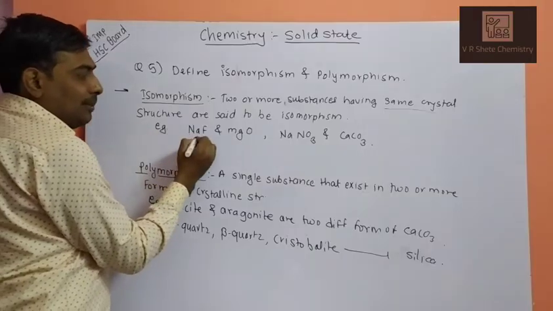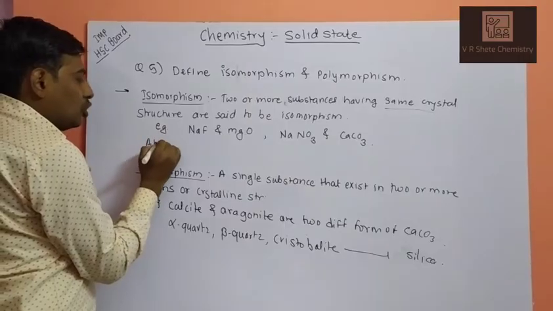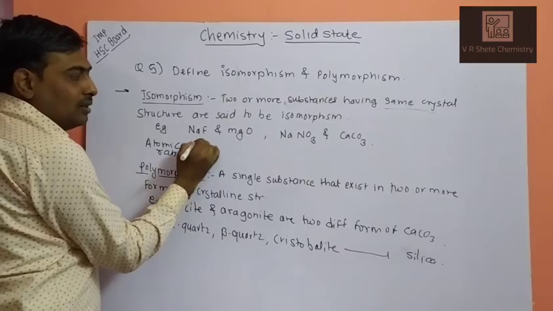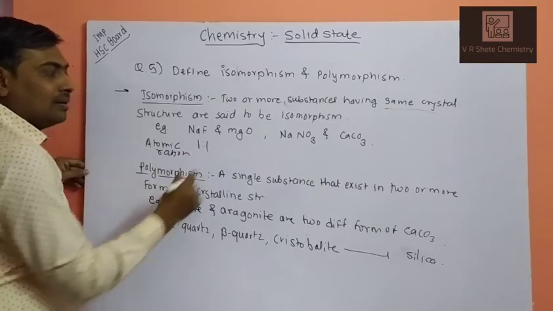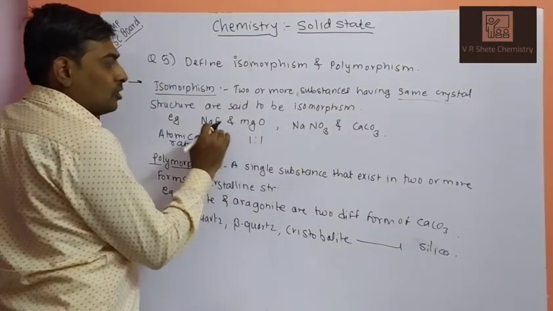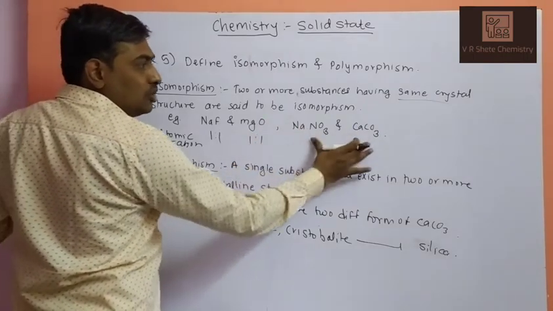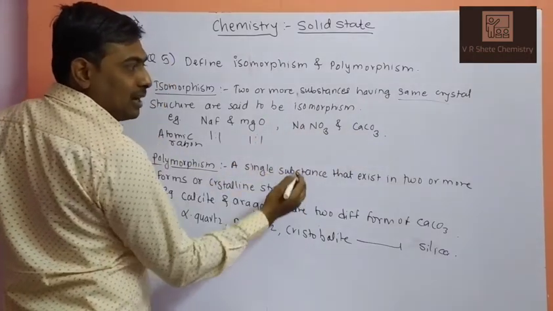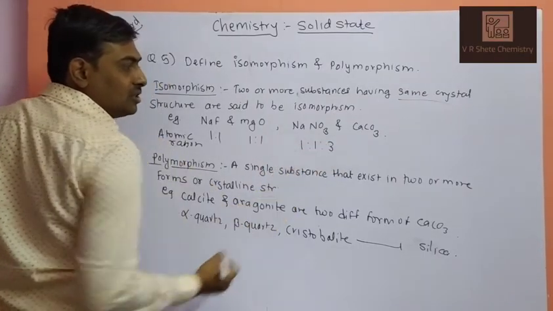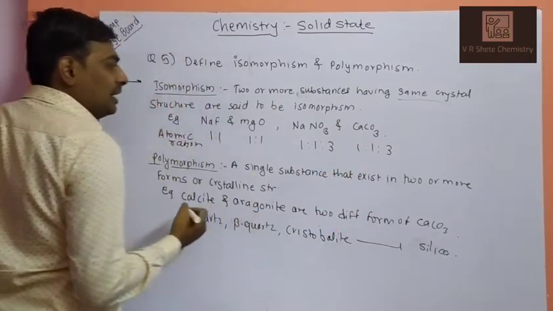If I am observing the example of sodium fluoride and magnesium oxide, what is the atomic ratio of their atoms? 1 sodium and 1 fluorine, 1:1. So the atomic ratio is 1:1 for sodium fluoride and magnesium oxide. Second, what is the atomic ratio of sodium nitrate and calcium carbonate? 1 sodium, 1 nitrogen and 3 oxygen. Same here: 1 calcium, 1 carbon and 3 oxygen. So the atomic ratio will be the same.